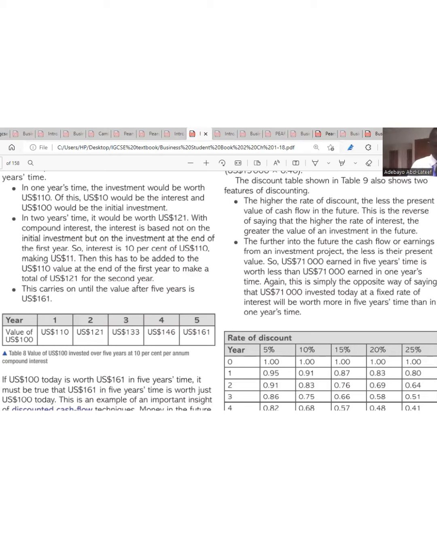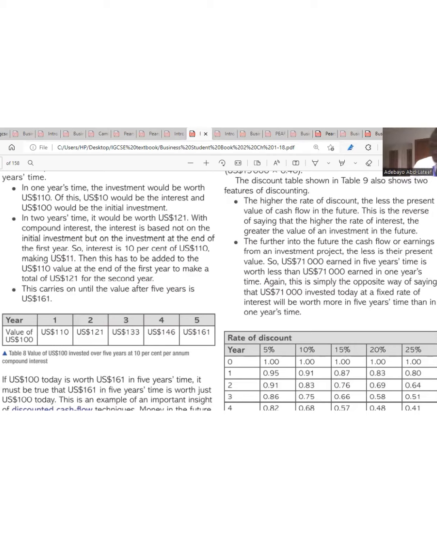Okay. Now, how do we calculate the net present value? To calculate the net present value, it is the present values minus the initial cost. So the present value of money of that investment minus the cost of that investment. So how do you get the present value? You get it through the cash flow for each year.